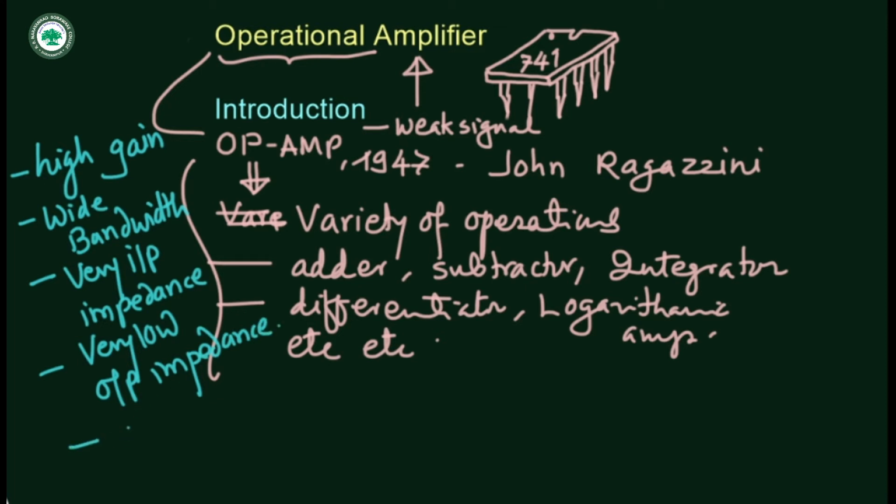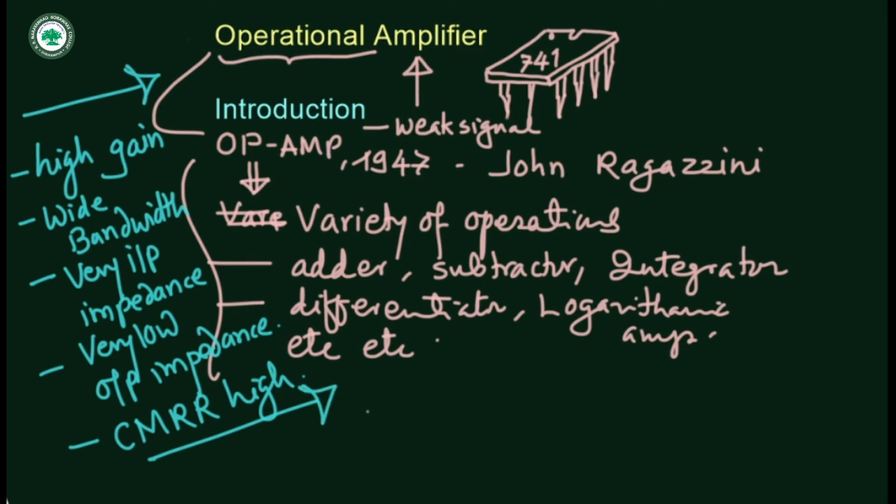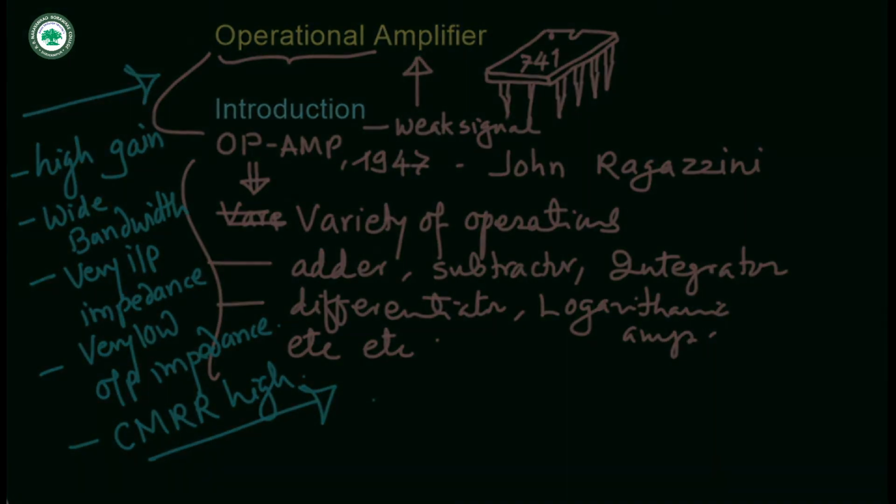and ability to reject the common mode signal, which is measured in the form of common mode rejection ratio. So this common mode rejection ratio will also be very high for these operational amplifiers, and that's why these ICs, or these types of integrated circuits, have been very popular for the last say 70 years.